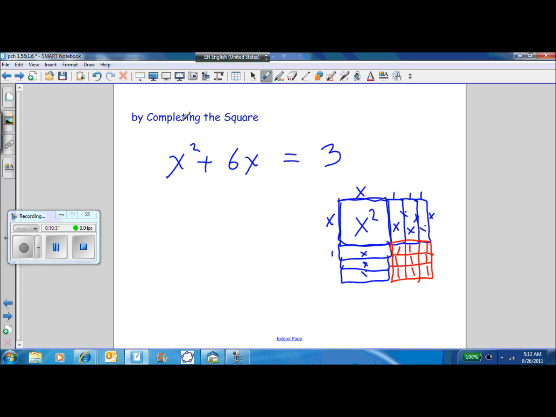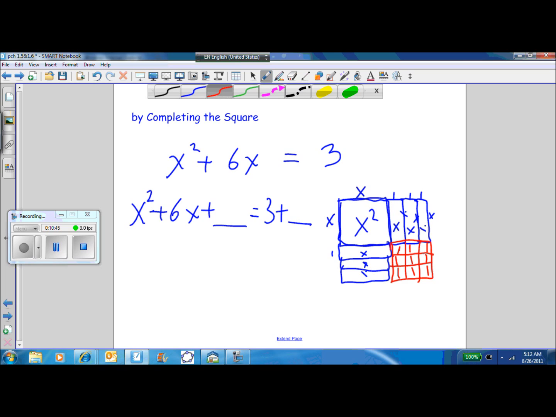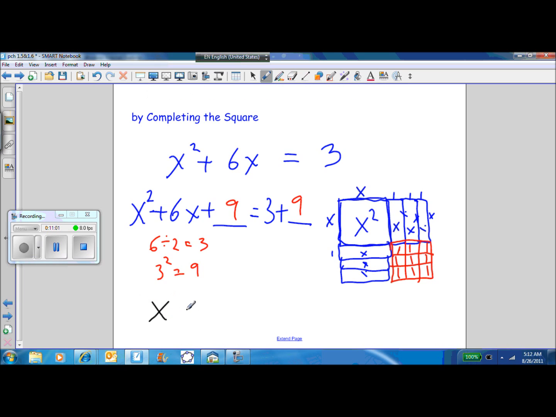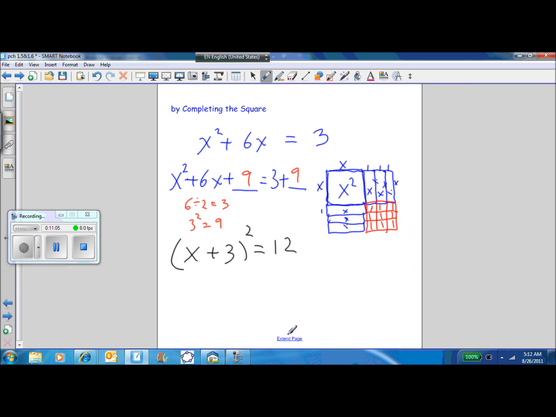Now, you remember that as the process where you'd go x squared plus 6x plus blank equals 3 plus blank. And what completes the square here is you take half this term, 6 divided by 2, and you get 3, and then square that. So we often say halve it and square it. So there you go. Okay, so it's x plus 3 quantity squared on the left. We've completed the square successfully, equals 12.